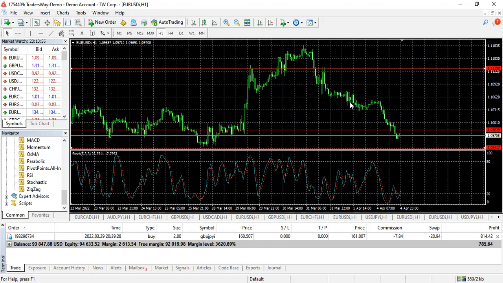So now I've measured from my entry point to where I want to set my stop loss, and it gives me 45 pips. Then I'll open a new tab. So I go to Forex. Let me share my screen so you can see it.